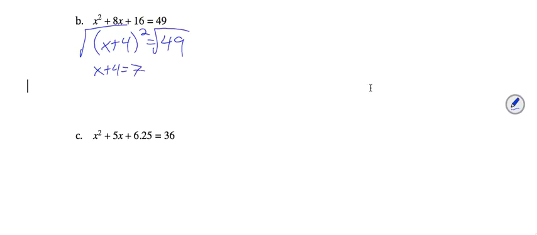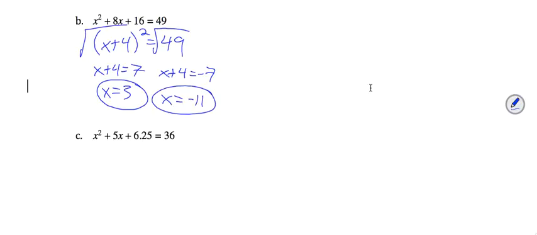All right, I'm assuming you have paused and tried both of those, and that all went great. So let's take a look at the solving process on both. This one factors to x plus 4 squared equals 49. Take the square root of both sides. We get x plus 4 equals 7, and x plus 4 equals negative 7. That leaves us with x equals 3, and x equals negative 11 when we subtract 4 from both sides.